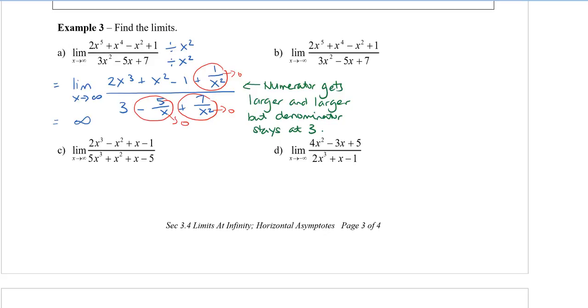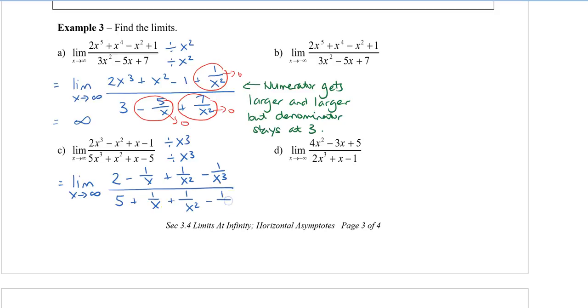All right, let's take a look at another one. So we'll do C here. We again look at our denominator, and we see that the variable with the highest exponent is x cubed. So we're going to divide our numerator and our denominator by x cubed. So let's write limit as x approaches infinity. This time we get 2 minus 1 over x plus 1 over x squared minus 1 over x cubed, all divided by 5 plus 1 over x plus 1 over x squared minus 5 over x cubed.